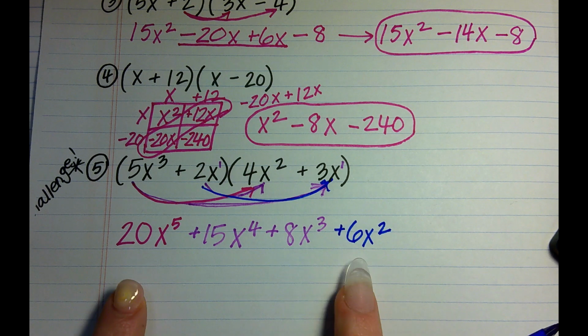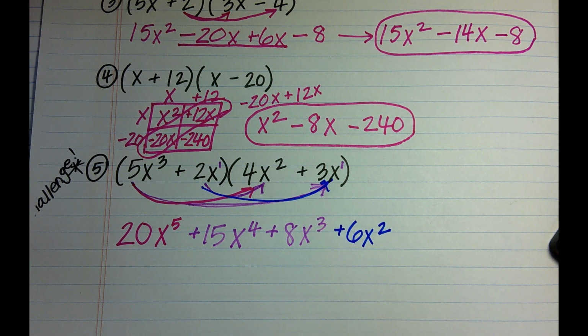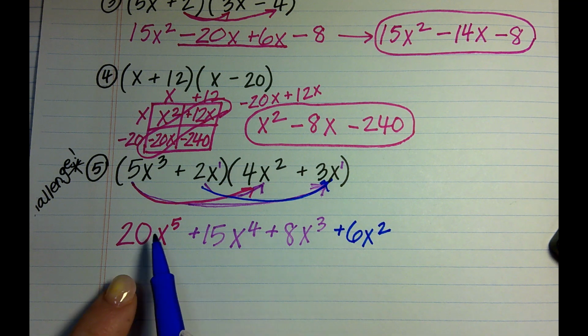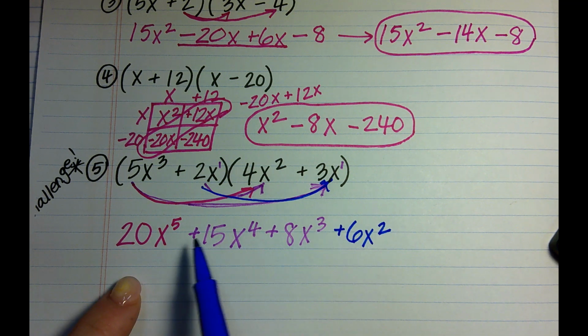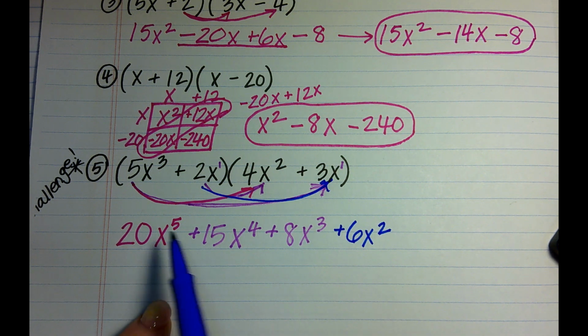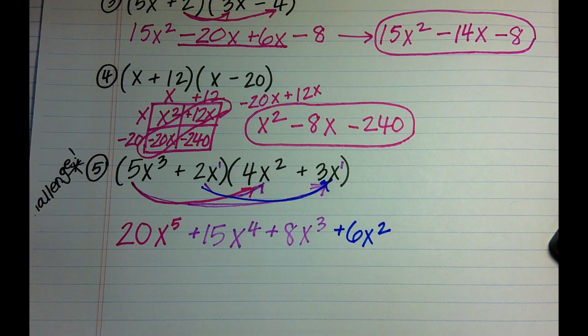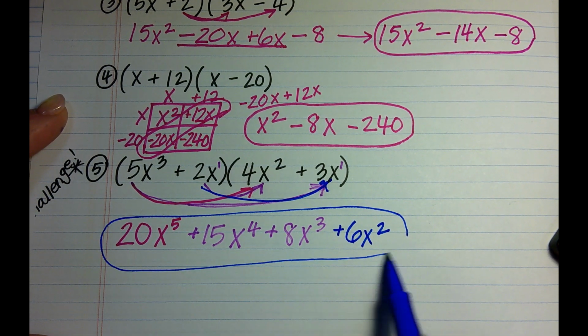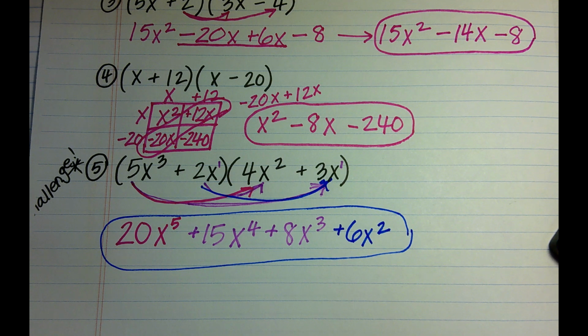Now, this one is unique. What is different about this problem now that we have our answers written out? There are no like terms. So it's already simplified. Every single exponent has a different number, a different power. 5, 4, 3, and 2. You cannot put any of them together. That's our answer. We only combine if they are the same terms. These are not. They're different, so we're done.